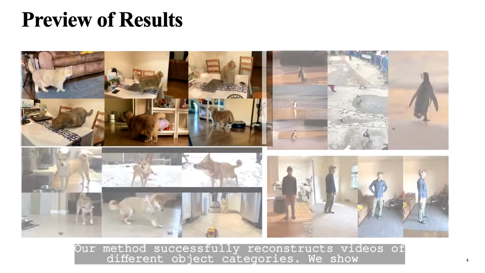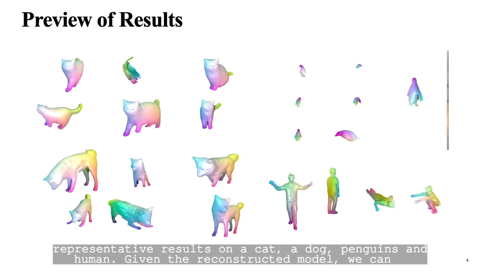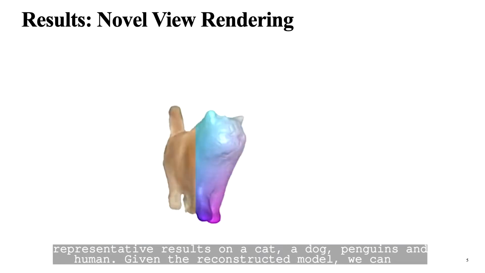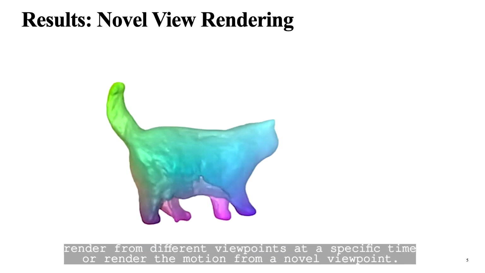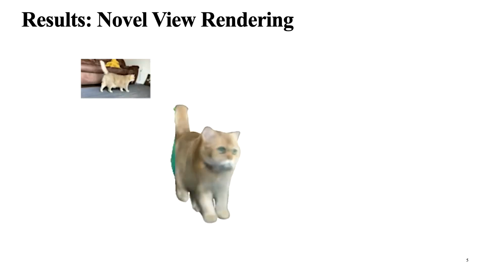Our method successfully reconstructs videos of different object categories. We show representative results on a cat, a dog, penguins, and human. Given the reconstructed model, we can render from different viewpoints at a specific time or render the motion from a novel viewpoint.